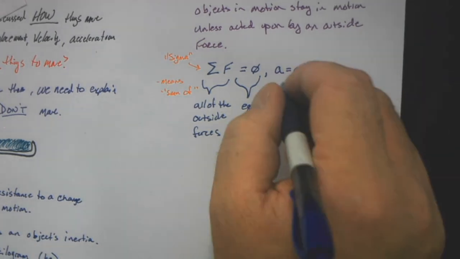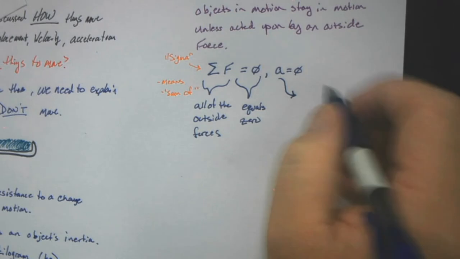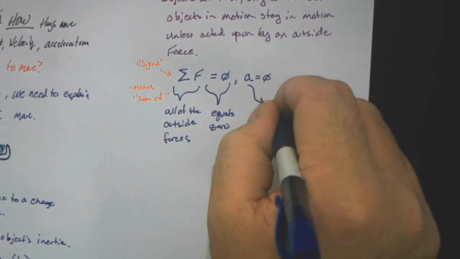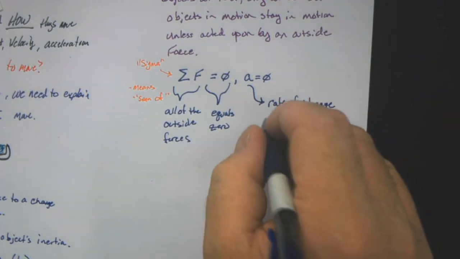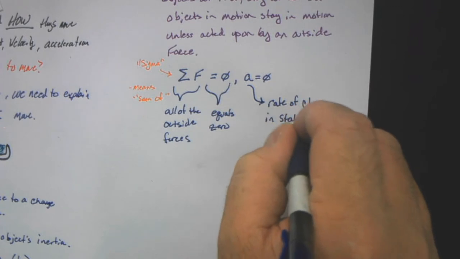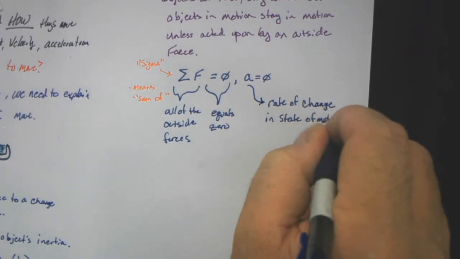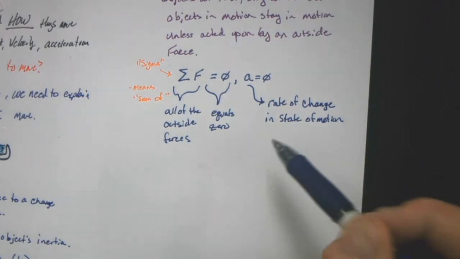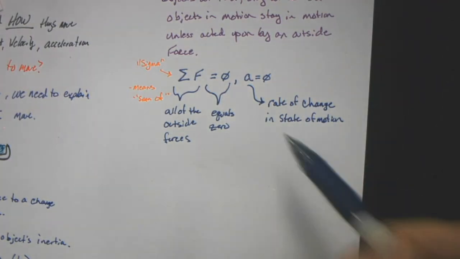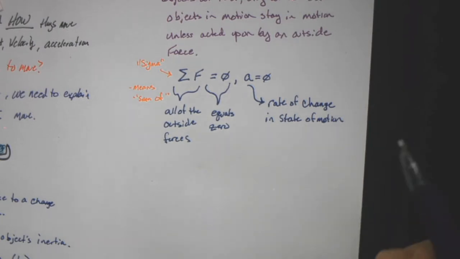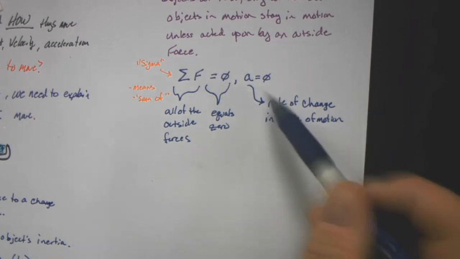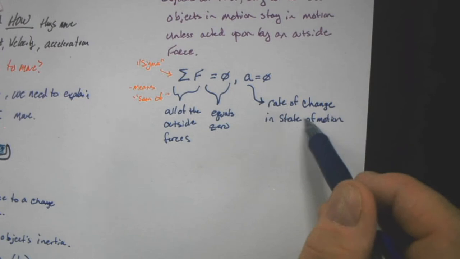acceleration is the rate of change in the state of motion. In other words, it's how fast something is changing its motion. Right? Is it getting faster or slower? Is it dropping to 0? How hard are you hitting the brake? How hard are you hitting the gas pedal? That's what A stands for, the rate of change in the state of motion.